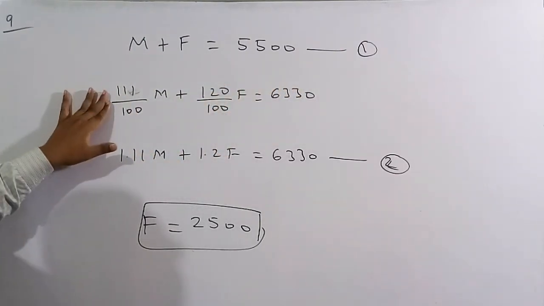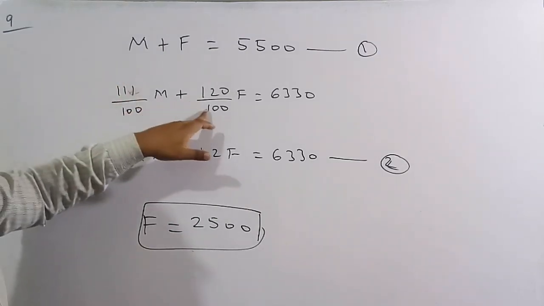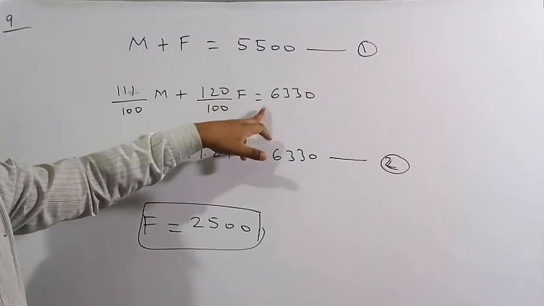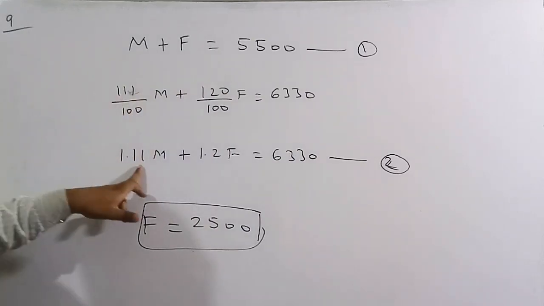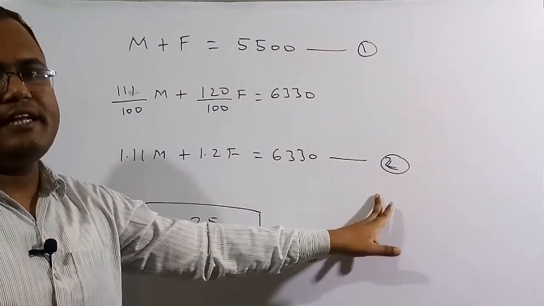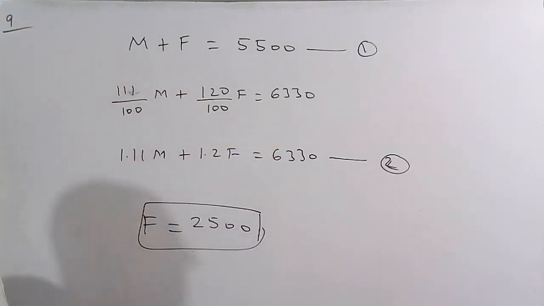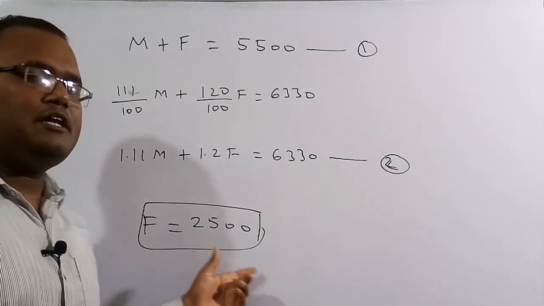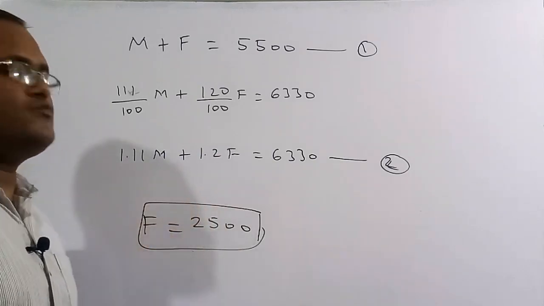And here the male percentage is increased by 11%, means 111 by 100 M, and the female percentage is increased by 20, so therefore 120 by 100 into F is equal to 6330. This is the new population. So it will become 1.11 M plus 1.2 F is equal to 6330. Second equation. So basically there are 2 equations with 2 unknowns. So if you solve this one, we are going to get the females is equal to 2500. These many number of females were present initially in this area. So therefore females is equal to 2500.